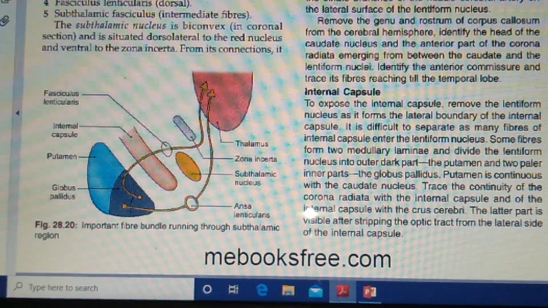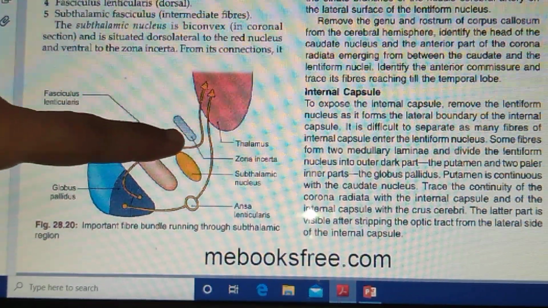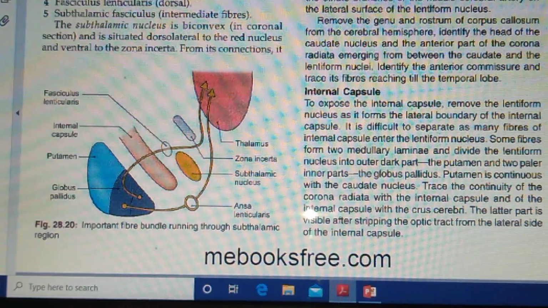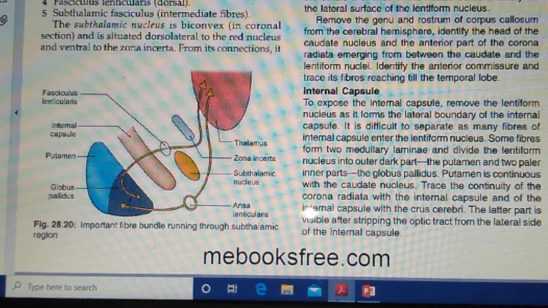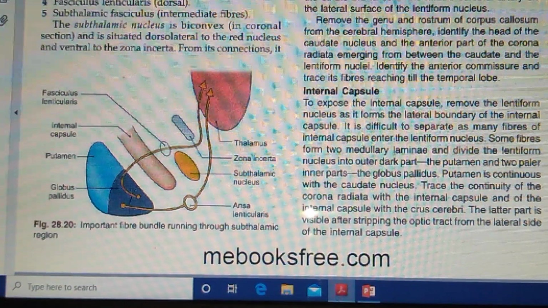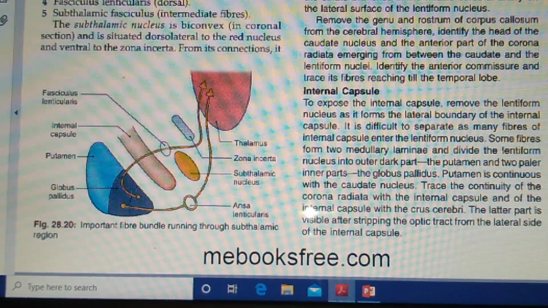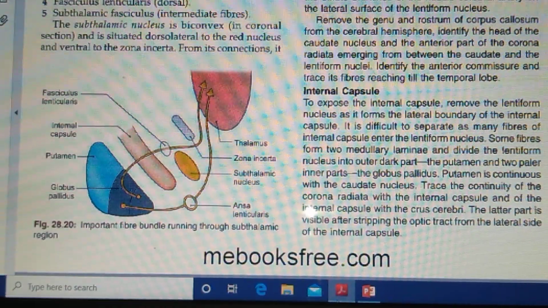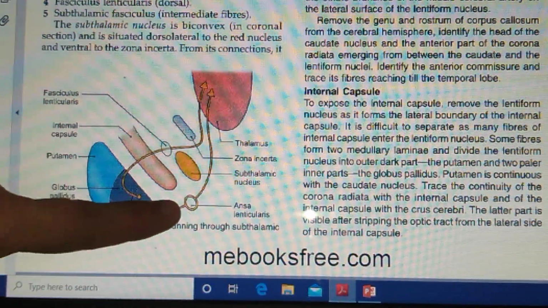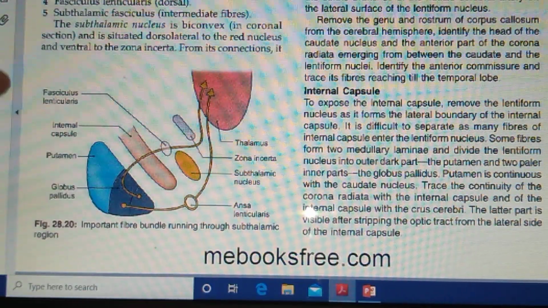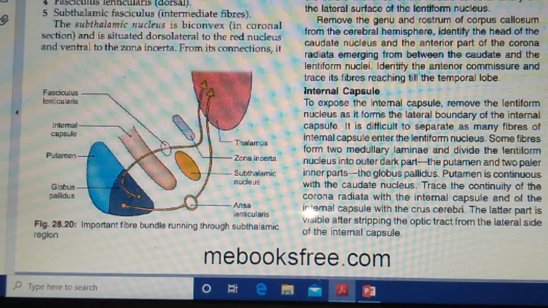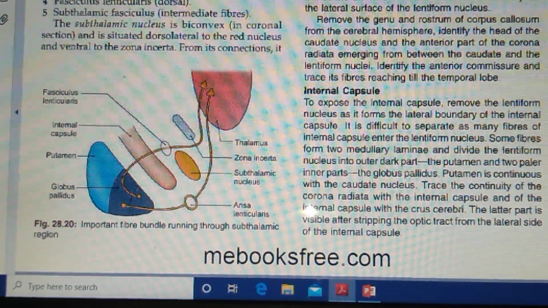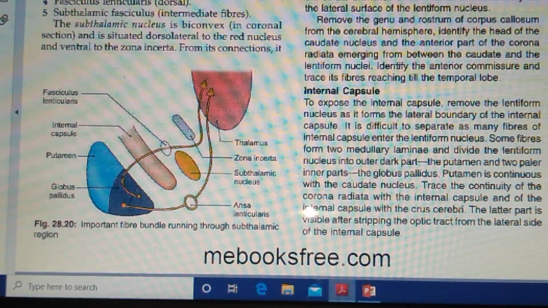In this diagram you can see the zona incerta is shown, right? This is again a part of the grey matter in the subthalamus. In the white matter you will find cranial ends of the lemnisci, that is lateral to the red nucleus. Then second is the dentatothalamic tract along with the rubrothalamic fibers. Then ansa lenticularis, right? This is ansa lenticularis. Then fasciculus lenticularis, this, and the subthalamic fasciculus. Okay, so these are the white matter bundles that you will find in the subthalamus.